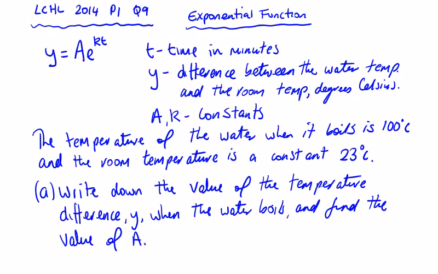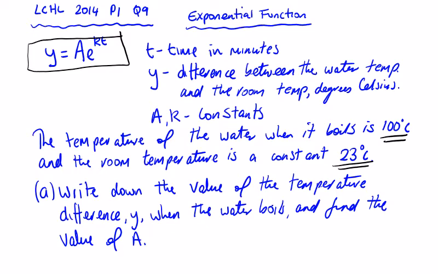Leaving Cert Higher Level 2014 Paper 1 Question 9 is an exponential function. Y is equal to A e to the power of KT. T is time in minutes. Y is the difference between the water temperature and the room temperature in degrees Celsius. A and K are constants. The temperature of the water when it boils is 100 degrees Celsius and the room temperature is a constant 23.